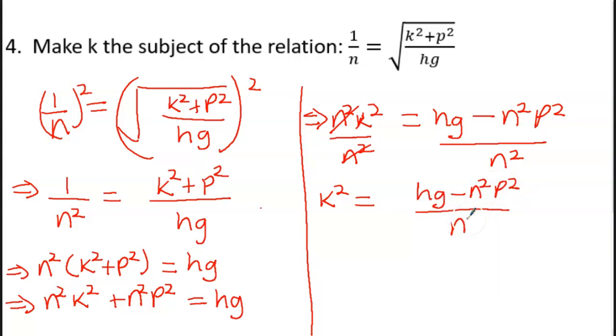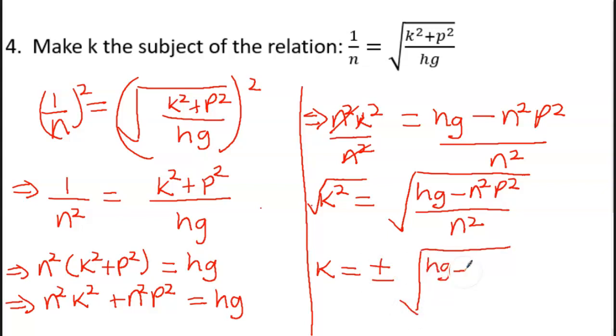We are to make k the subject, not k squared. So once again, if it is squared, you take the square root on both sides. So k is equal to plus or minus the square root of hg minus n squared p squared over n squared.